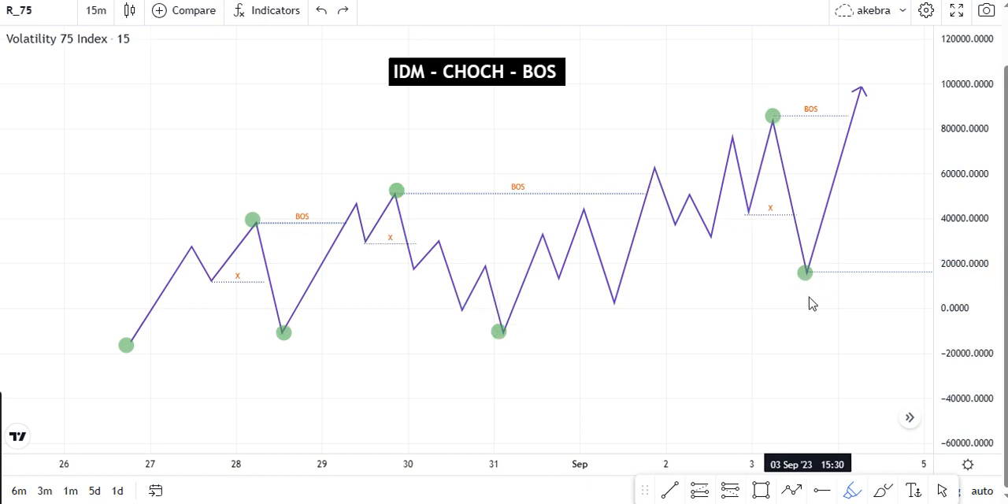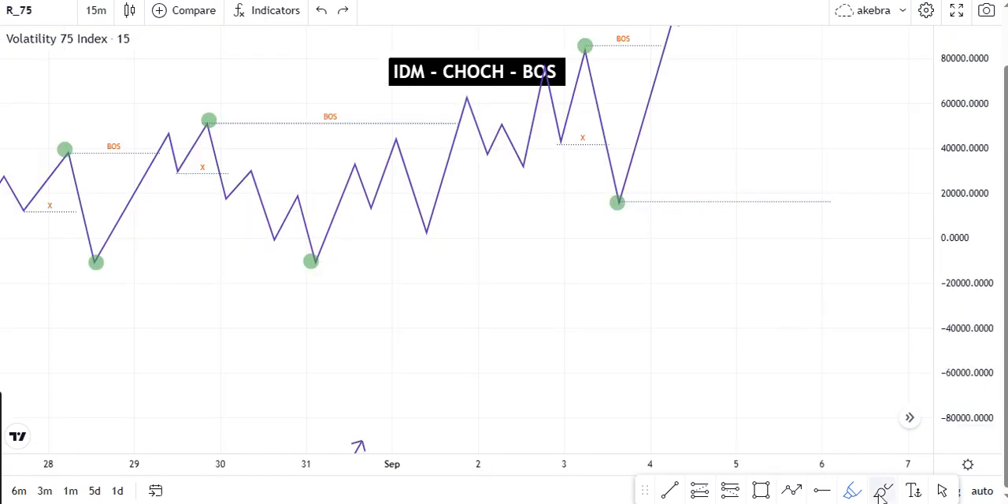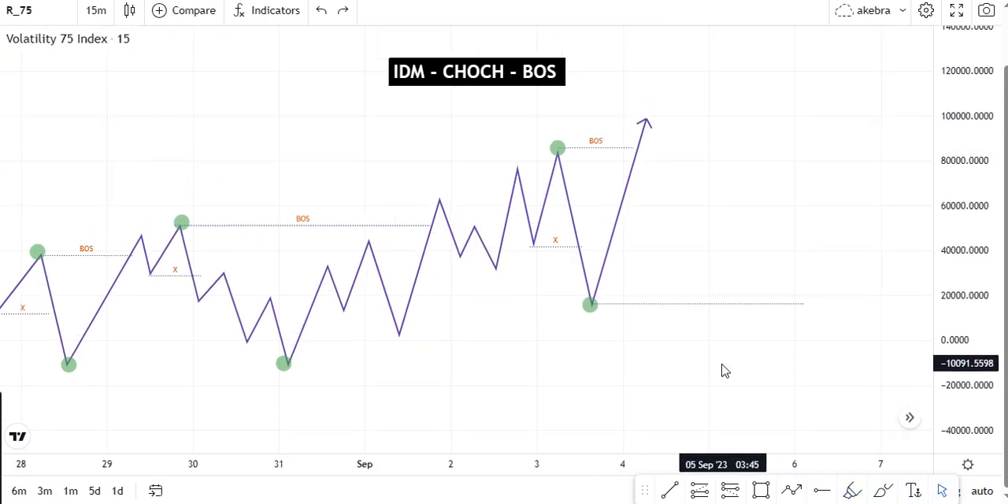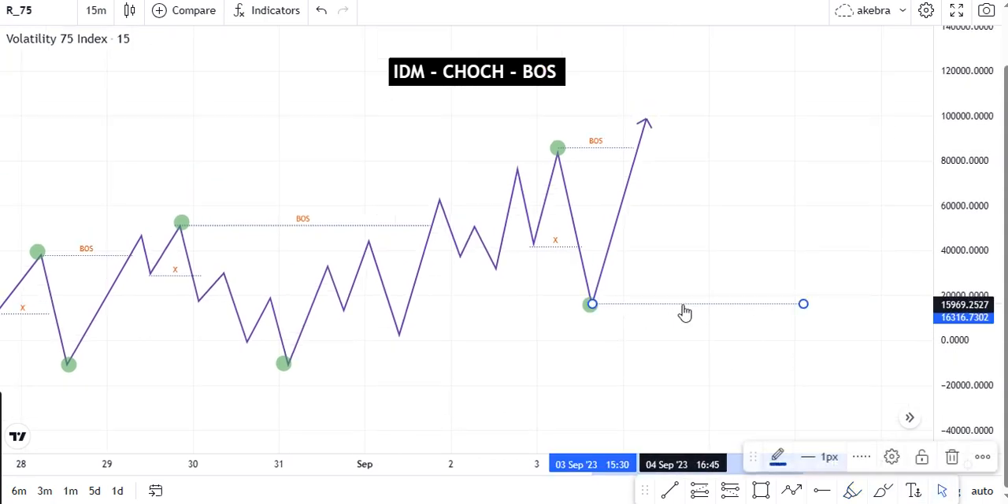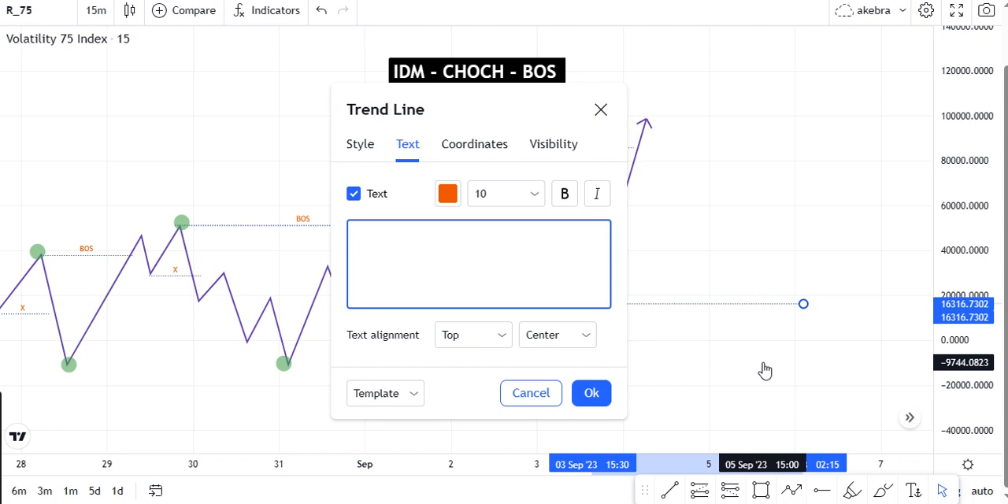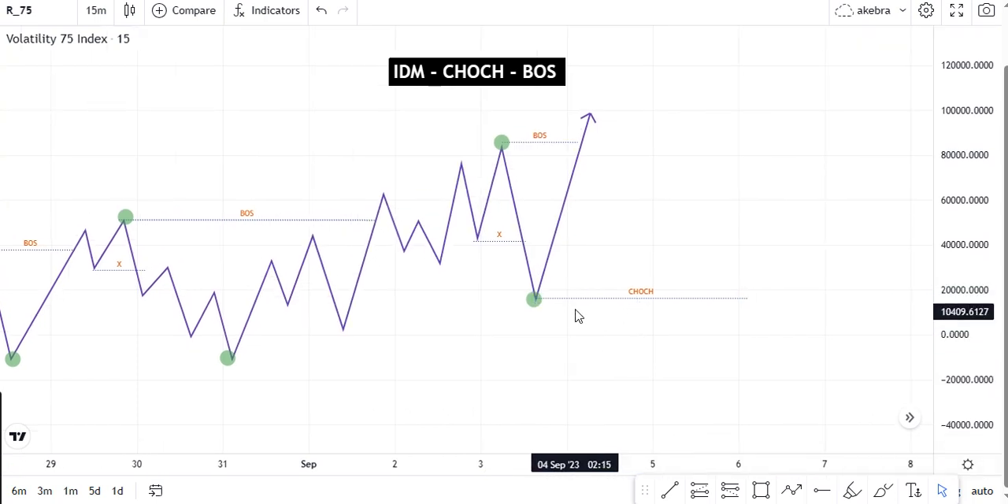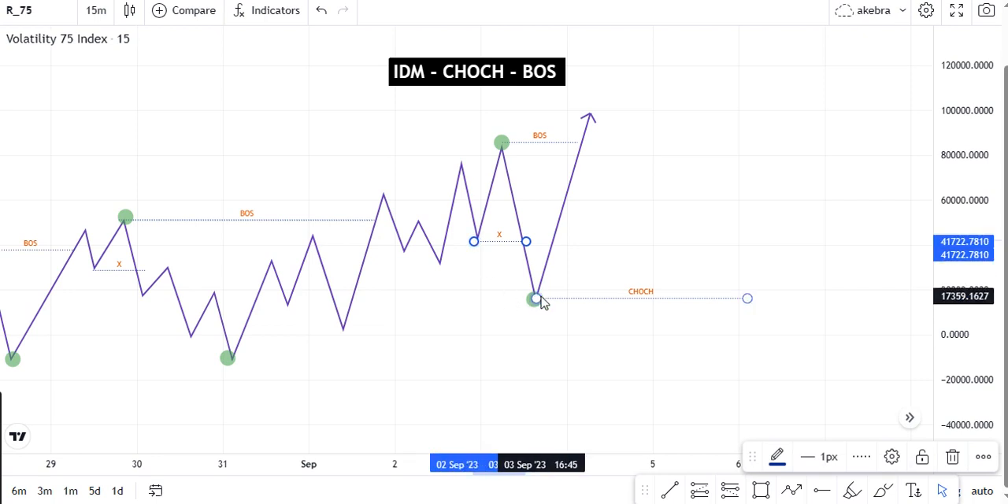This becomes a valid low. Okay, so what is the change of character? Now, whenever the market takes out a major low, breaks it and closes above it, that becomes a change of character. We call it CHoCH for short. That is CHoCH, change of character. This point is a major low. So if the market goes below the first low, that's an inducement. But this major low is called a change of character.